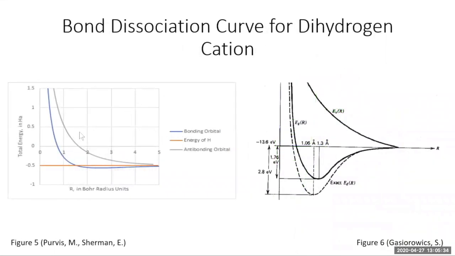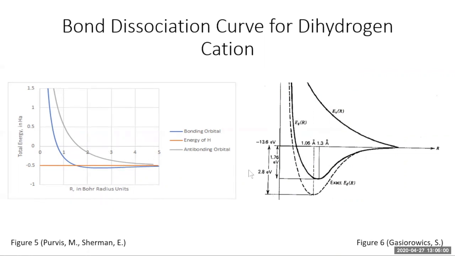You can see here on the left the graph of the bonding, antibonding, and lone hydrogen atom energies as a function of r. Note that the bonding orbital crosses below the energy of the lone hydrogen atom at around 2 and reaches a minimum a little below negative 0.5 Hartree. The antibonding orbital in gray, however, never passes below the lone hydrogen atom energy, implying that it's less stable than the hydrogen atom by itself for every internuclear distance r.